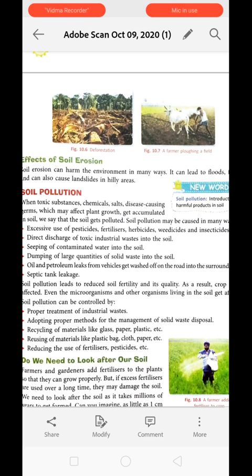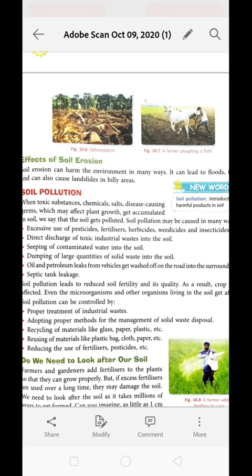Next is soil pollution. When toxic substances like chemical salts, disease-causing germs, etc. get mixed into the soil, they degrade the soil quality. This is called soil pollution. Soil pollution may be caused due to the following factors. First is excessive use of pesticide, fertilizer, herbicide, weedicide and insecticide.